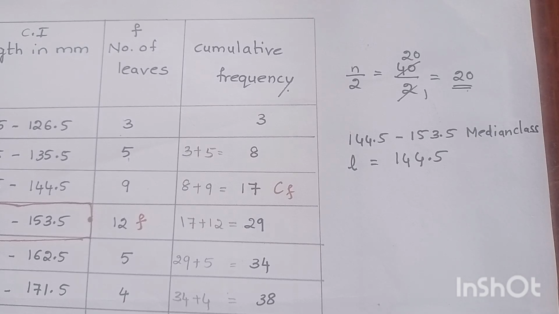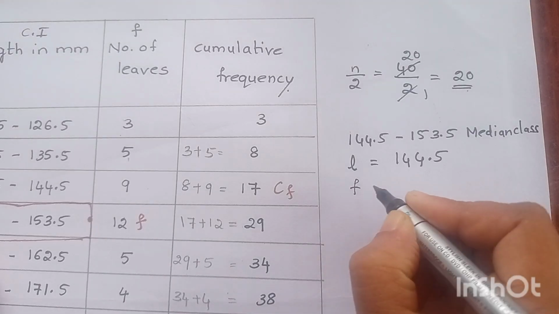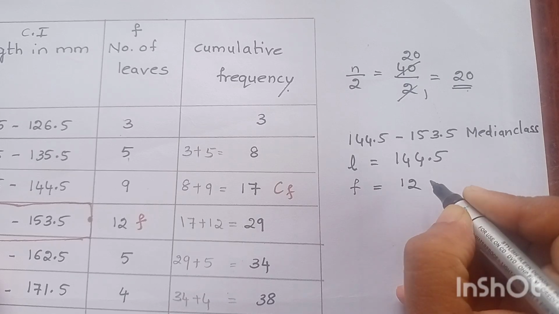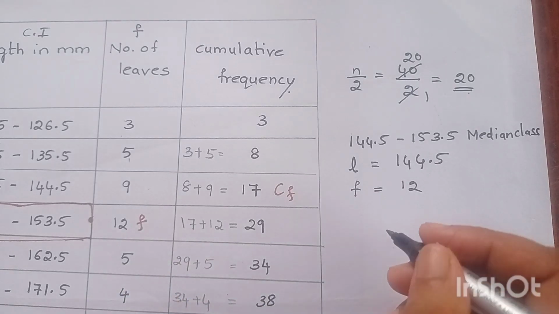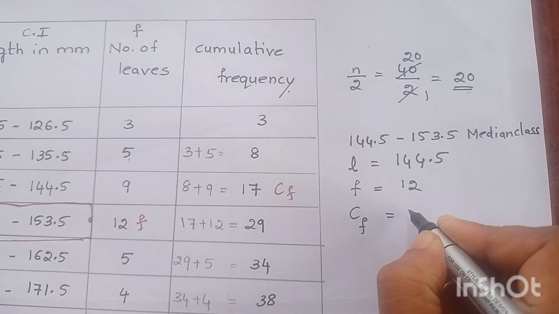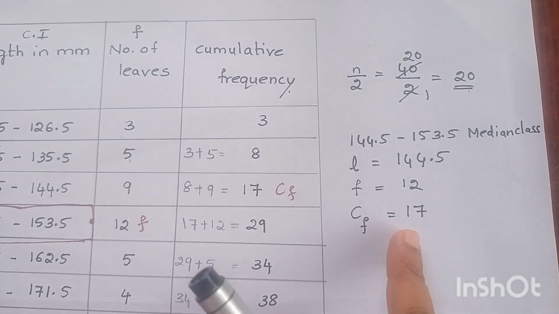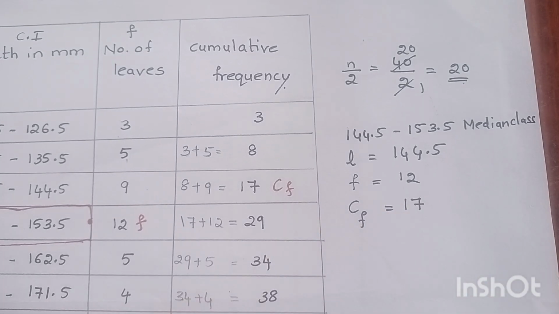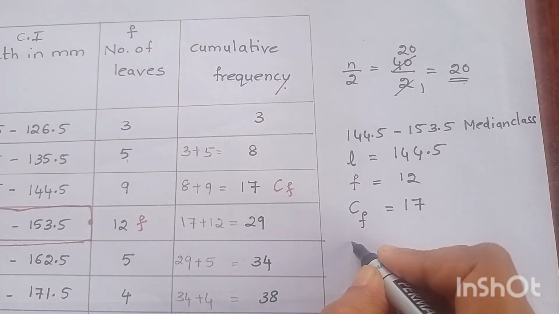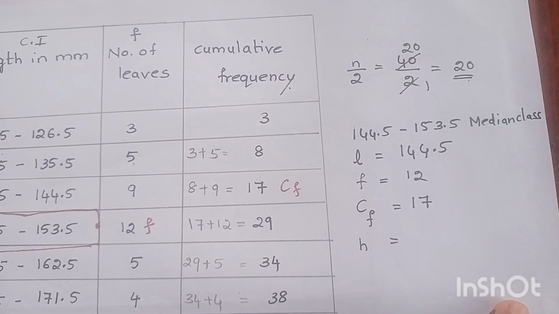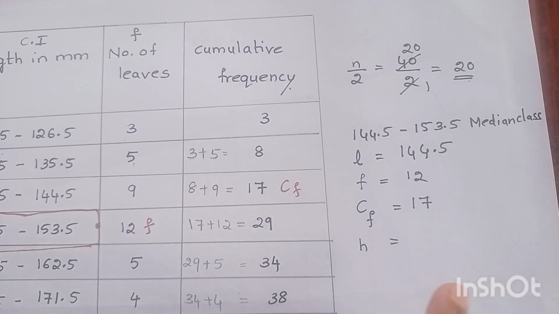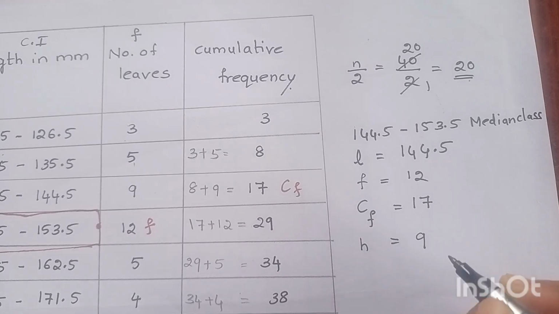Now, F is 12, the frequency of the median class. CF is the preceding cumulative frequency of the median class, that is 17. Now, what about H? H is the class size, that is 153.5 minus 144.5, which is 9. Therefore, the class size is 9.